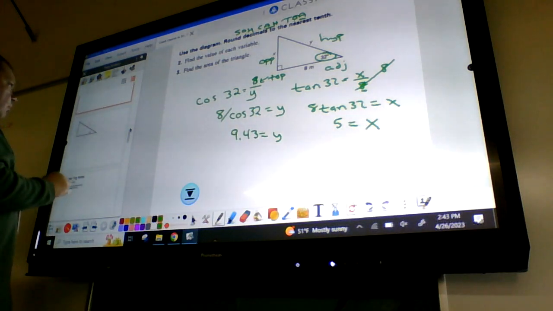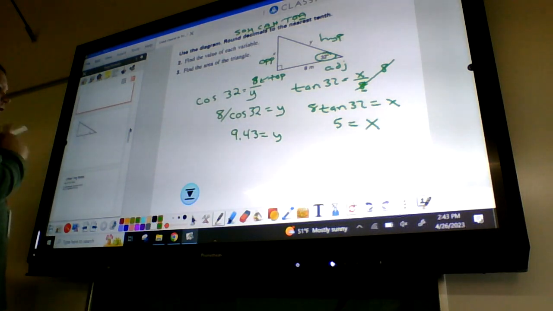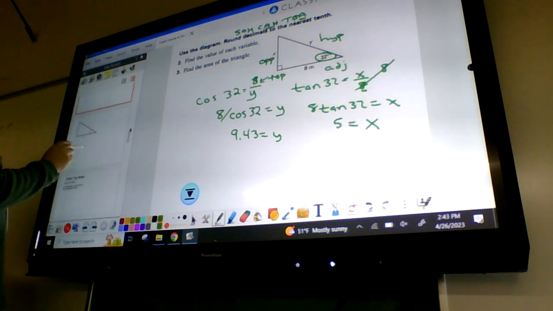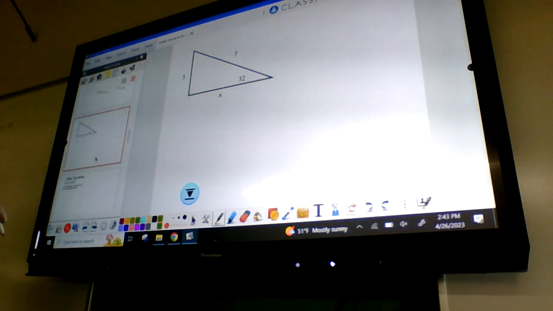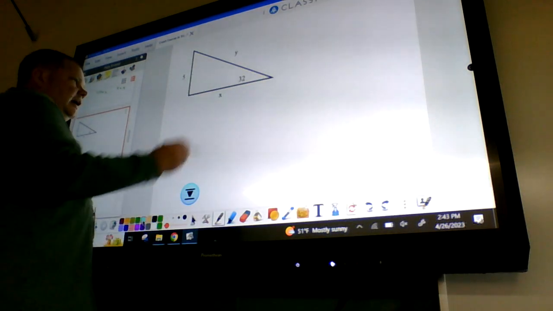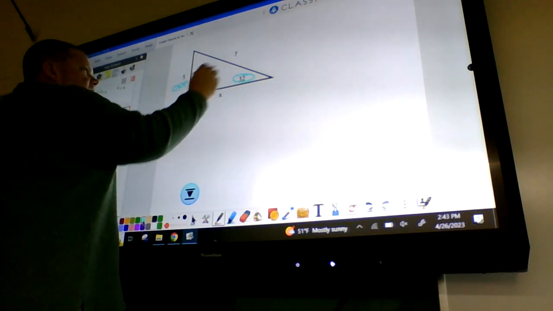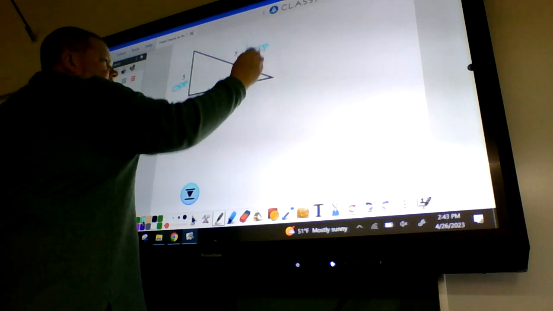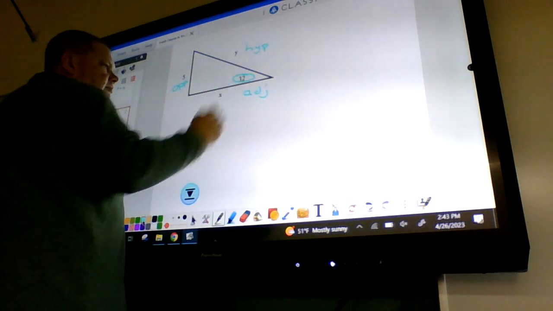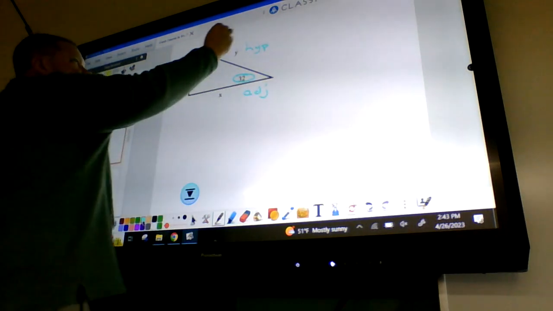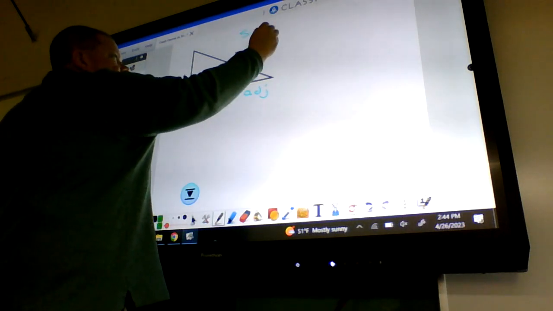Okay, we're going to do one more where we're solving for x and y. And this time we're going to go with the opposite side. The numbers are actually going to come out exactly the same as the problem before. Okay, I know the 32-degree angle right here. This is my opposite side. This is my hypotenuse. This is my adjacent. Okay, so again, we write SOHCAHTOA at the top.